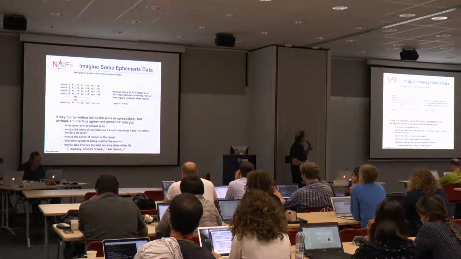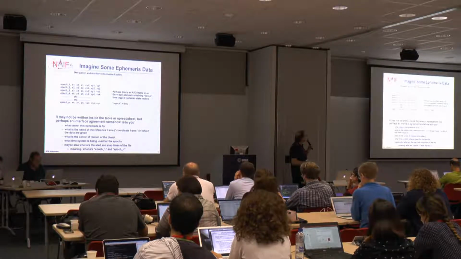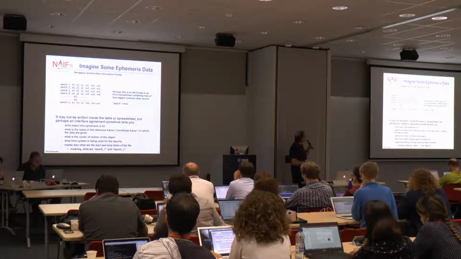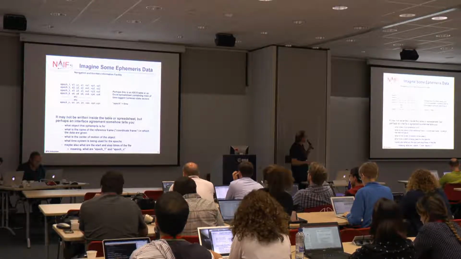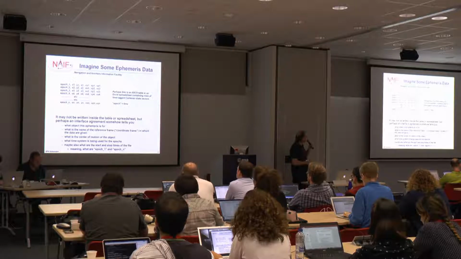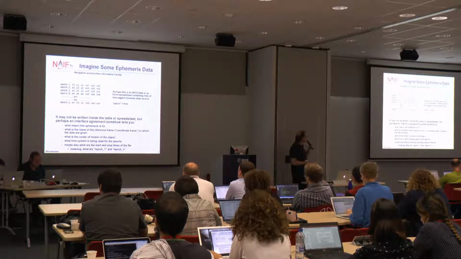Here's a simple representation of ephemeris data. It's just a time-tagged list of states. So we've got an epoch, followed by 3 position components in Cartesian coordinates, and then the corresponding velocities. And we have a time-tagged sequence of these state vectors.